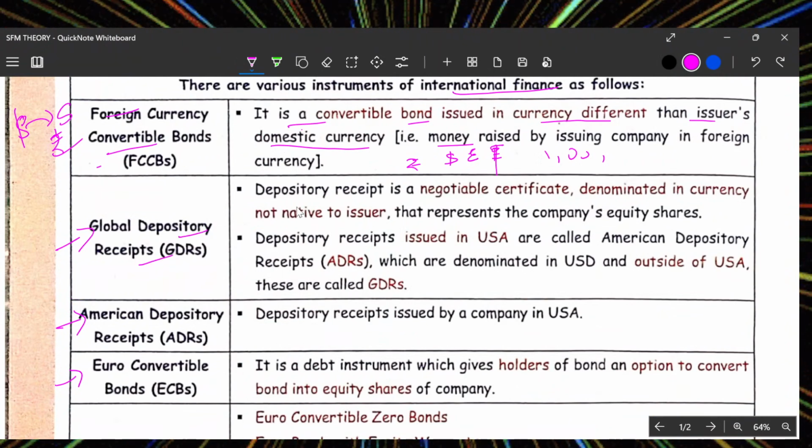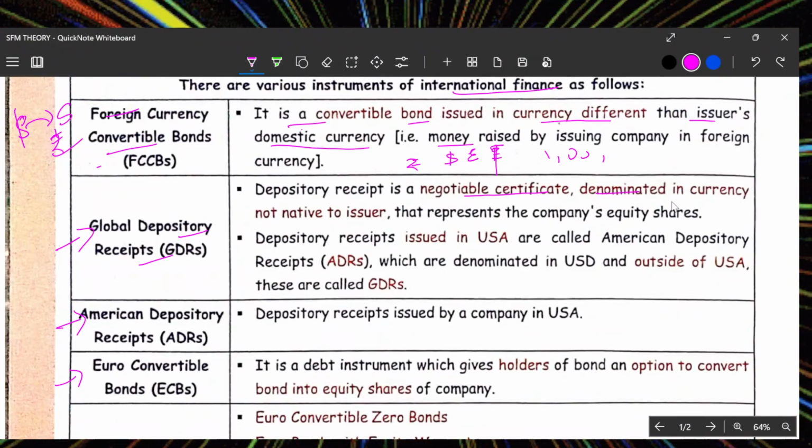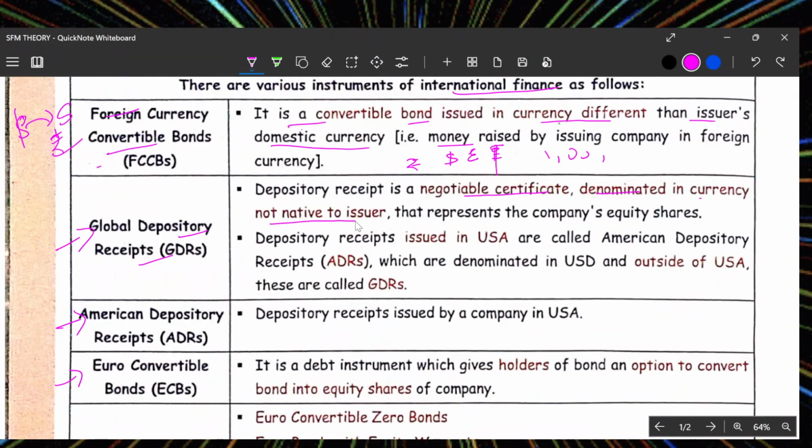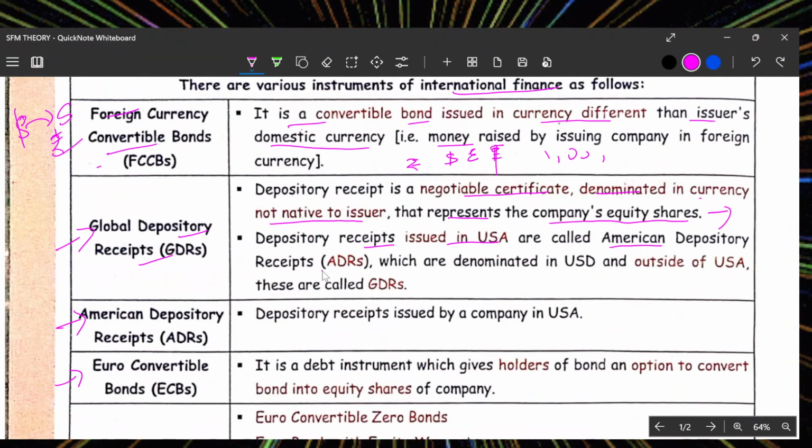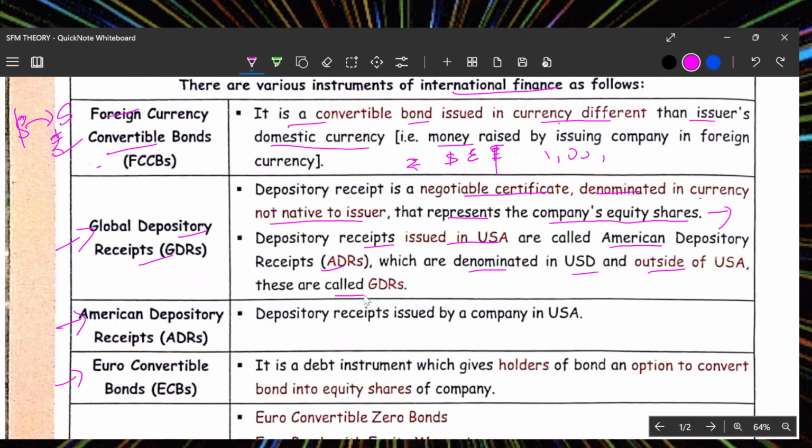Global depository receipt. What is it? A depository receipt is a negotiable certificate denominated in a currency that is not the issuer's native currency. It represents the company's equity shares. A depository receipt issued in the USA is called an American depository receipt and is denominated in USD. Outside the USA, they are called GDR, Global Depository Receipt.